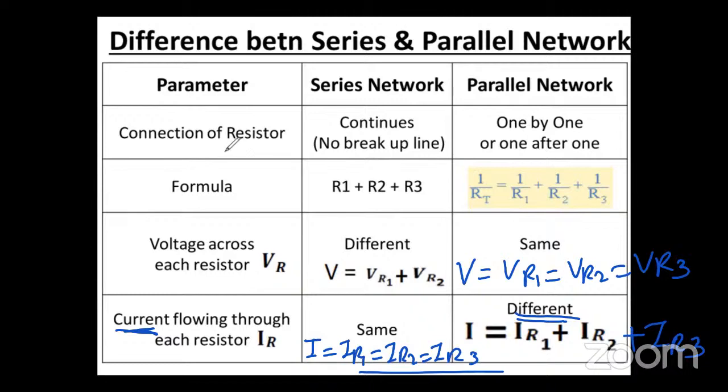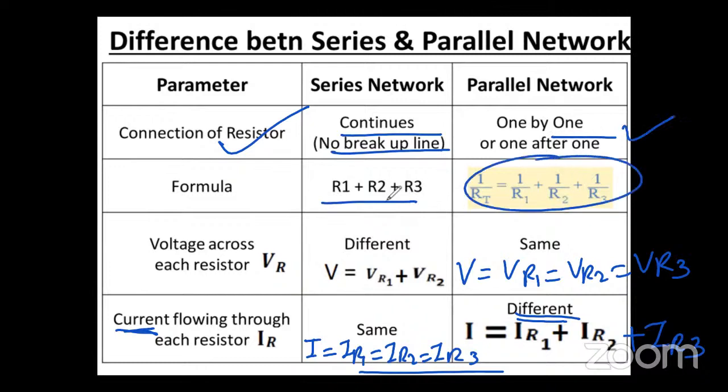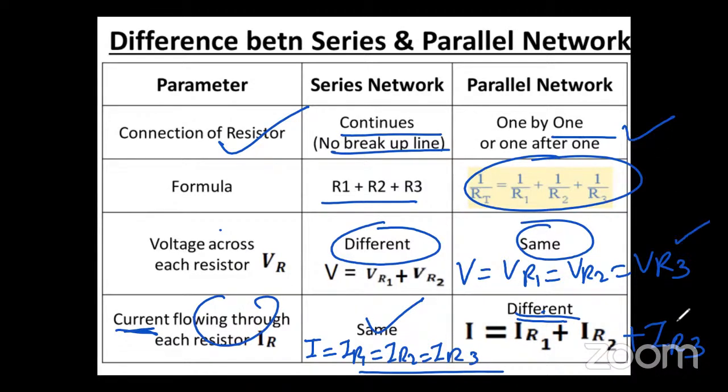So क्या concept है once again? Connection कैसा है? Continuous, no breakup line, one by one and breakup line. Total resistance addition, total resistance 1 by RT, 1 by R1. Voltage are different and voltage are the same, and current are same and current are different. Okay, so ये chart सबको बनाना है. Like I done this one also. ये भी लिखना आपको.